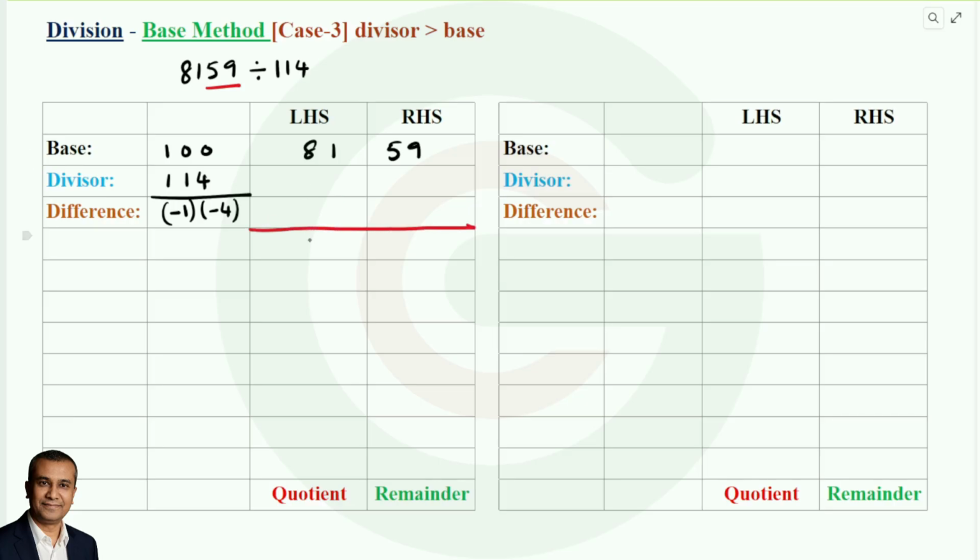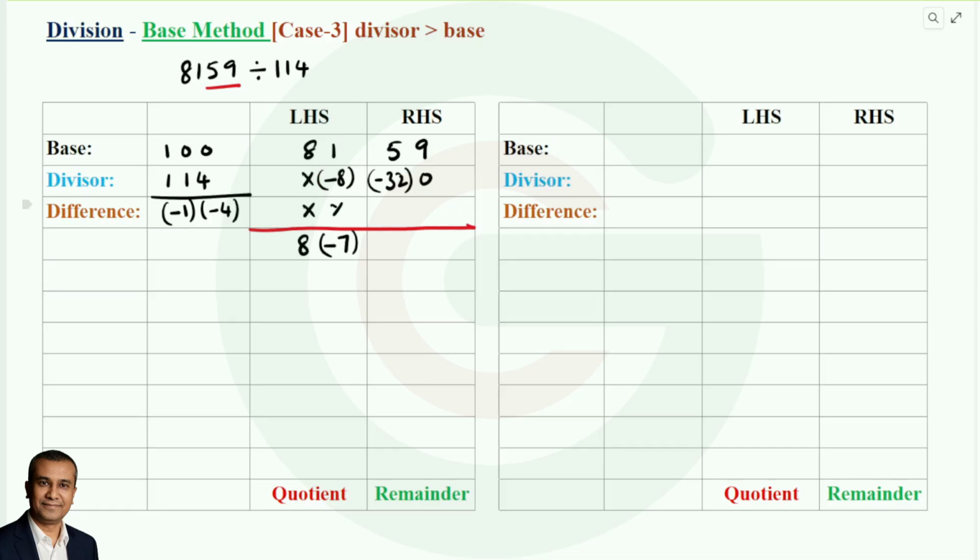Next, bring down 8. Now multiplying 8 with -1 and -4. So 8 into -1 is -8. 8 into -4 is -32. And next is 0. Next we need to add these two numbers, 1 minus 8. So 1 minus 8 is -7. -7, put it in the brackets.